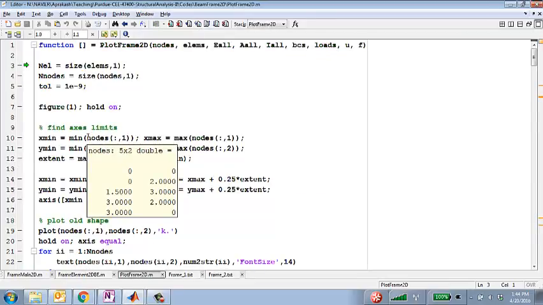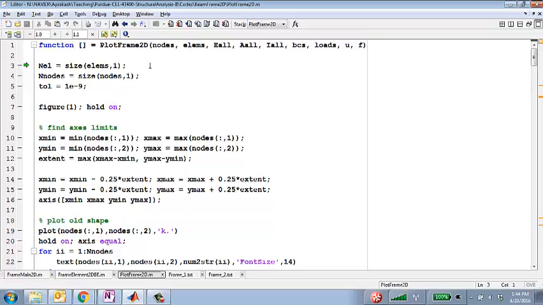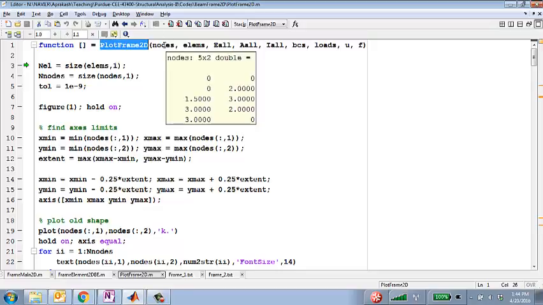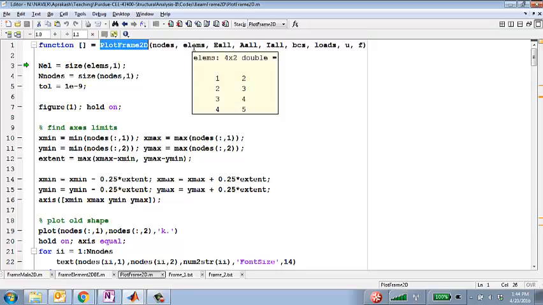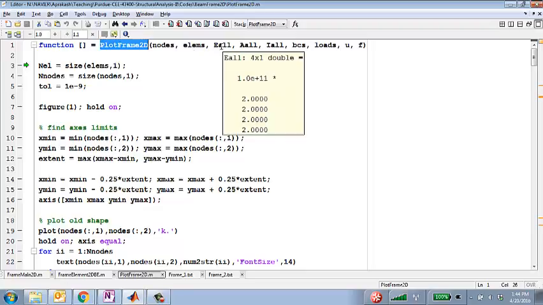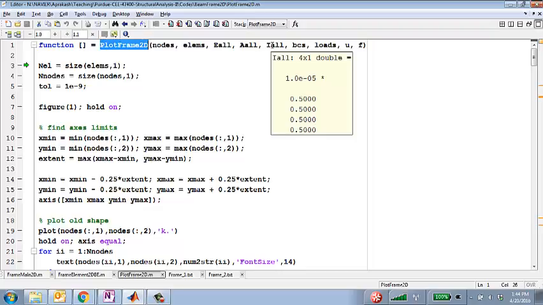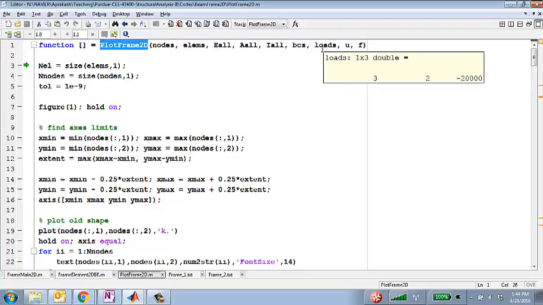So in this program, what this plot function does is it takes the nodes of the entire frame. There are 5 nodes. I know the element connectivities for the 4 elements. I know the Young's modulus for all the elements. I know area of cross section. I know moment of inertia. I know the boundary conditions, loads. These are the same things that we had as the input parameters.